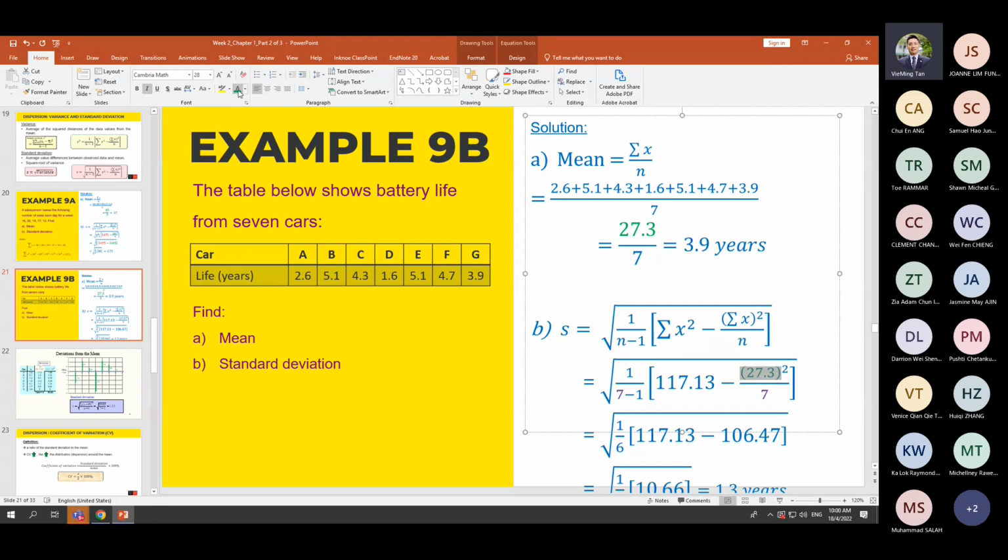But remember, outside the 27.3 you have to put power 2, right? You already have the answer for total x from the part where you got the mean value. Now the problem is we still don't have the value for total x squared. You can calculate separately in your working sheet to get the total x squared value, 117.13.